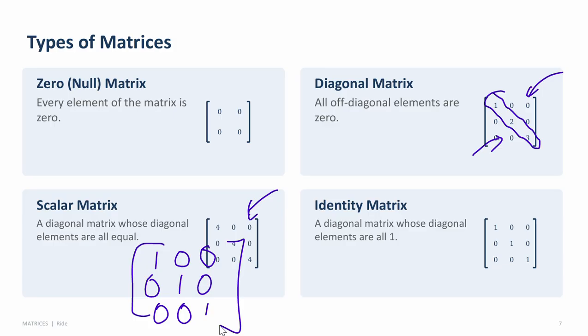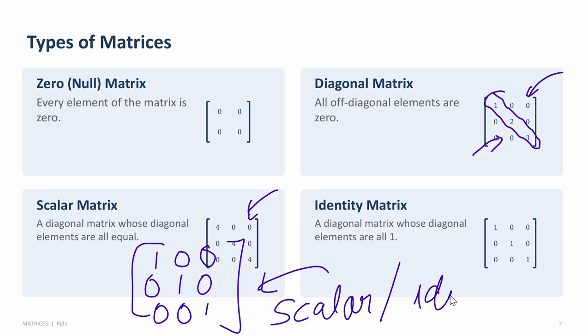Now if I talk about the identity matrix, a diagonal matrix whose diagonal elements are all 1. So here this is a scalar as well as an identity matrix. Okay, the diagonal elements should all be equal to 1. Rest all non-diagonal elements should be 0.